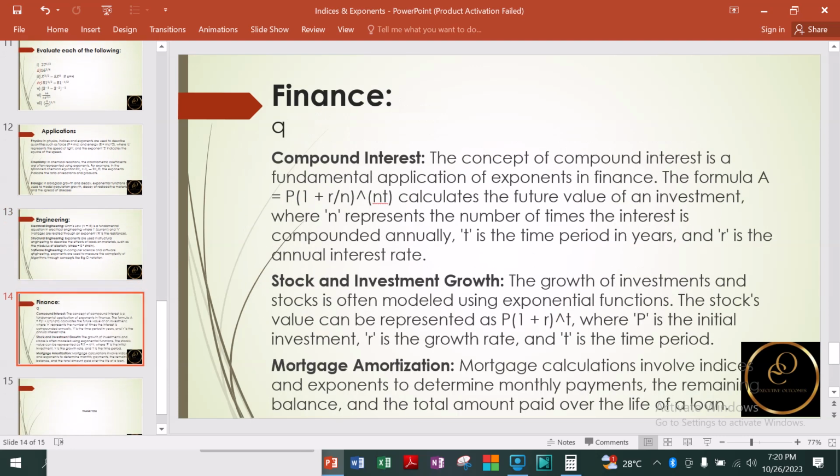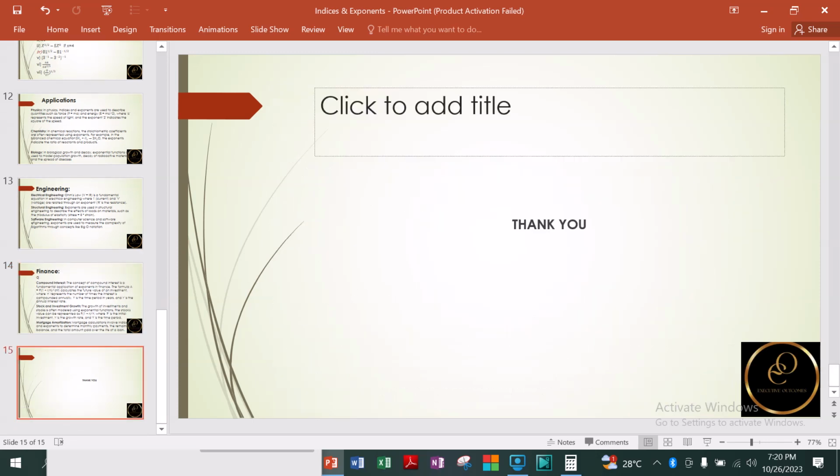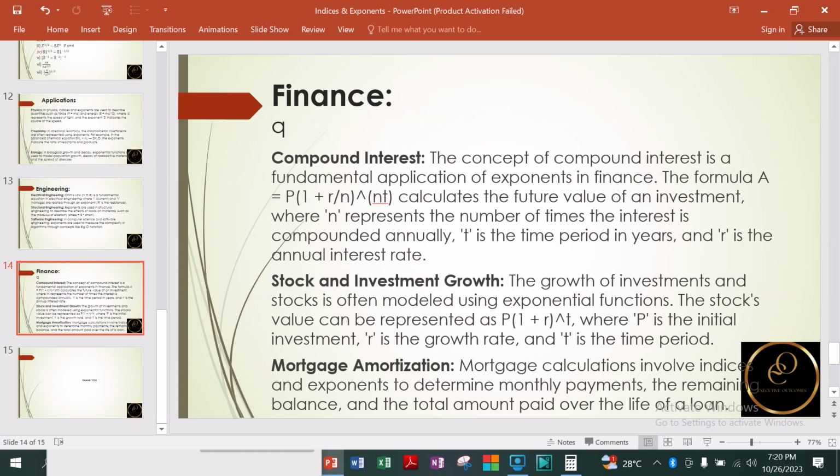We also have finance. When you're talking about compound interest, you have principal times 1 plus r over n, raised to power nt. That's the formula we use. Stock and inventory growth, investment growth, you have P multiplied by 1 plus r, which is the rate of interest, raised to power time. All that. You also have it in mortgage amortization. We have this type of application. So that's what I had for you.